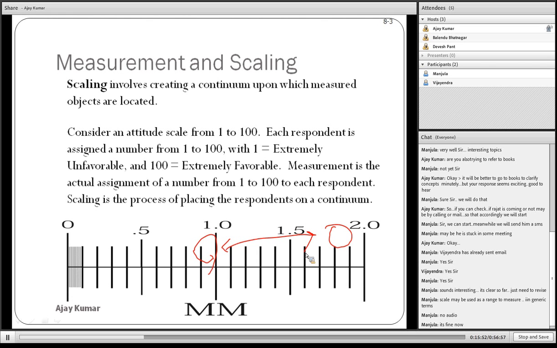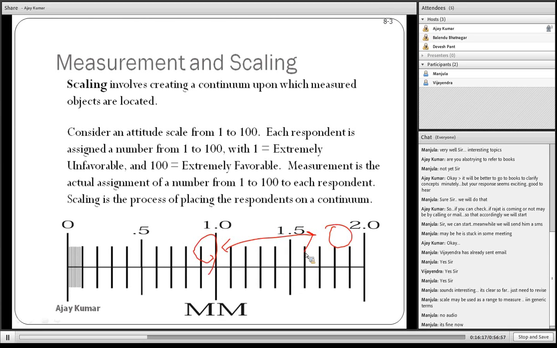As is mentioned here, on an attitude scale from 1 to 100, each respondent is assigned a number from 1 to 100, and that is measurement, when we are assigning numbers. So 1 being extremely unfavorable, 100 being extremely favorable. Measurement would be the actual assignment of number, and scaling would be the process of placing these numbers onto some continuum, and this is something that we call scaling.